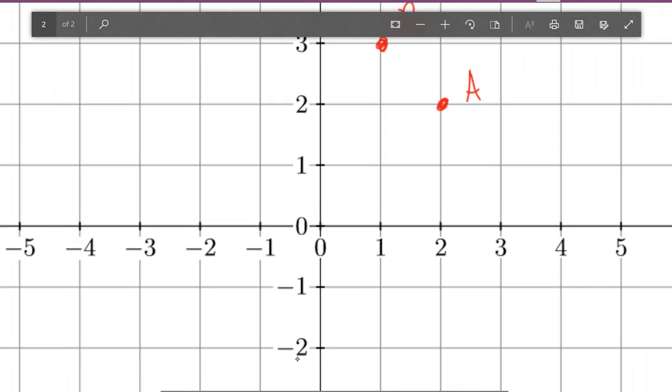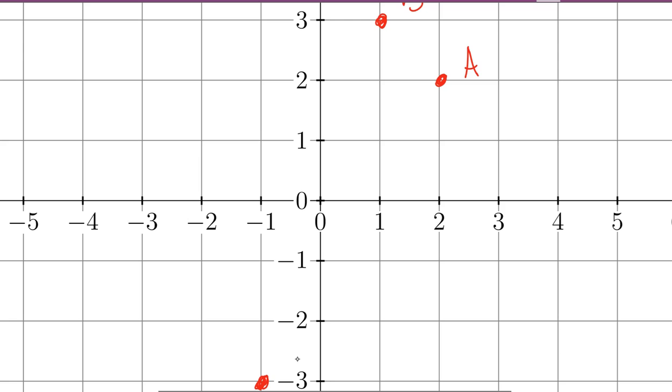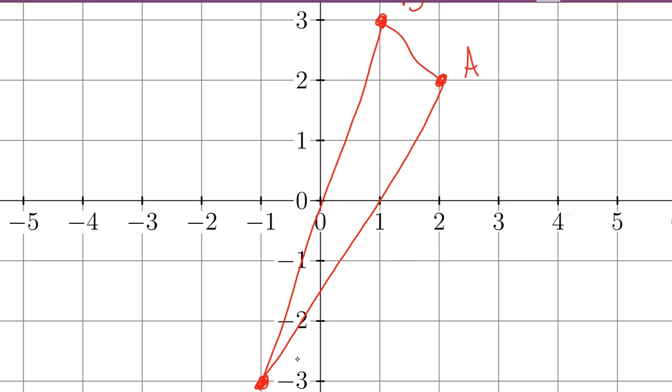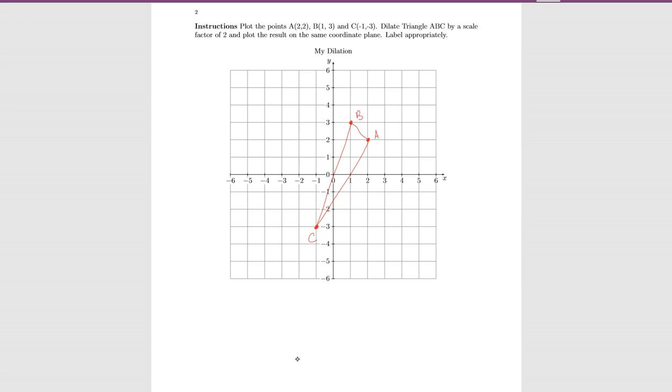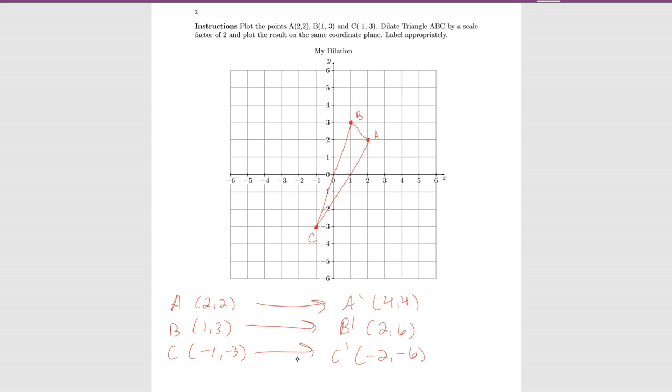So let's connect these first, and we'll see that we get a triangle out of this. I'm going to do my best because I don't have a straight edge. And we get our first triangle. A was 2, 2, B was 1, 3, and C was -1, -3. And now we need to multiply them by 2. So that tells us that A prime should be 4, 4, because 2 times 2 is 4. B prime should be 2, 6, and C prime should be -2, -6.